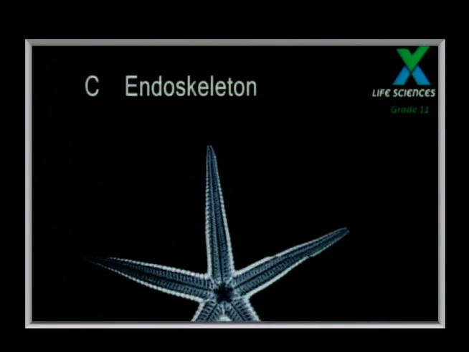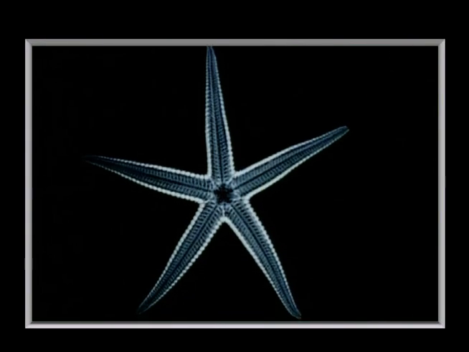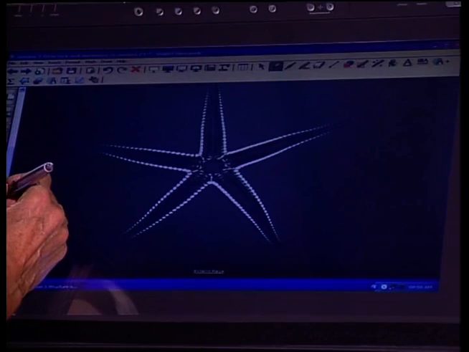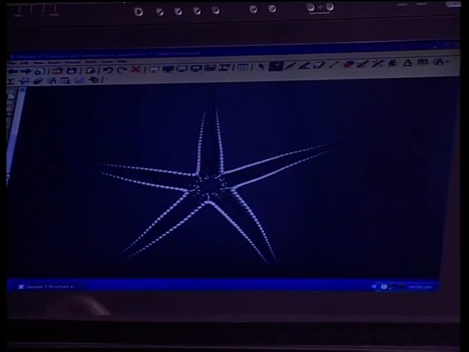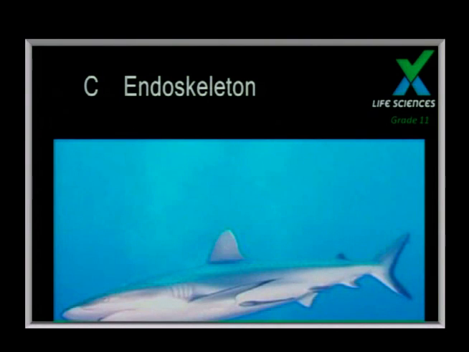Then we have the endoskeleton here of a starfish, something else that's supposed to bring luck. So maybe what I'm trying to do here is give all of you a little bit of luck for your studies in grade 11. All right, so there you've got your starfish, but they're all endoskeletons.